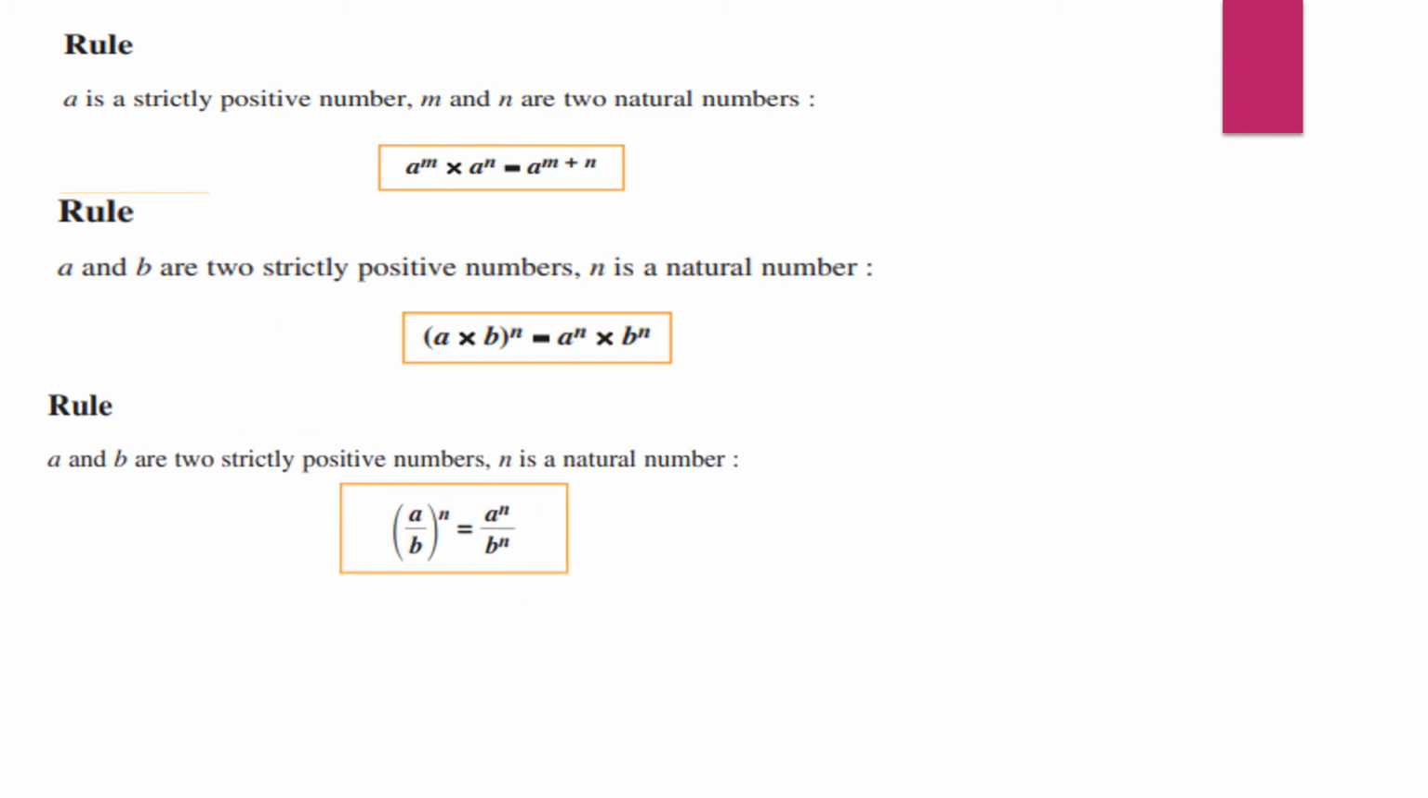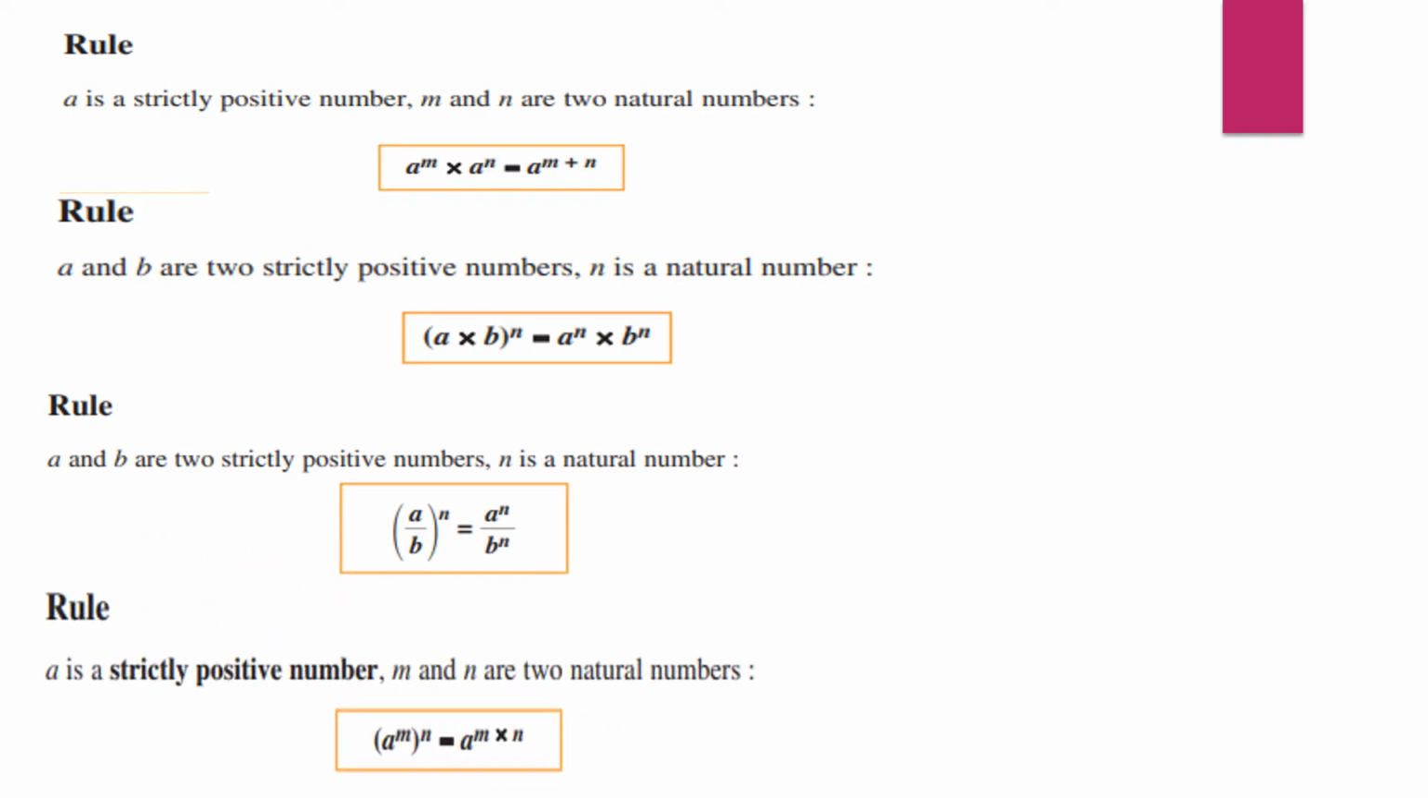Third rule, A and B are two strictly positive numbers. N is a natural number. A over B to the power N equals A power N over B power N. Okay, in this rule also we will remove the bracket. But how? We distribute the exponent N and put it on each term of the fraction inside the bracket. So we put the exponent N on the numerator, we get A power N, and then we put N on the denominator, we get B power N.